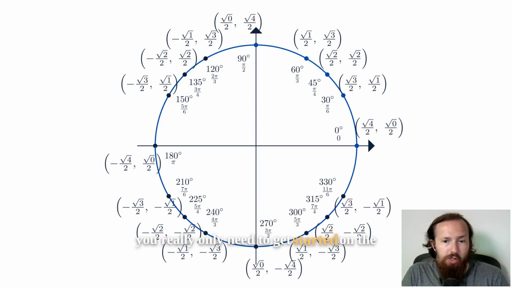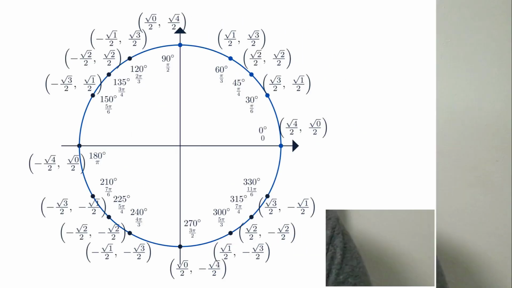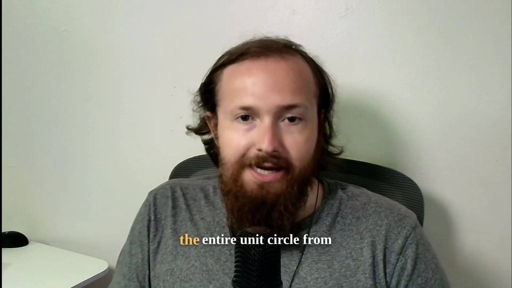So you really only need to get started on the first one and know how to set it up. And then you can just follow the same pattern all the way around the unit circle until you get back where you started. So there you go. That's how you can reconstruct the entire unit circle from scratch without having to memorize anything.